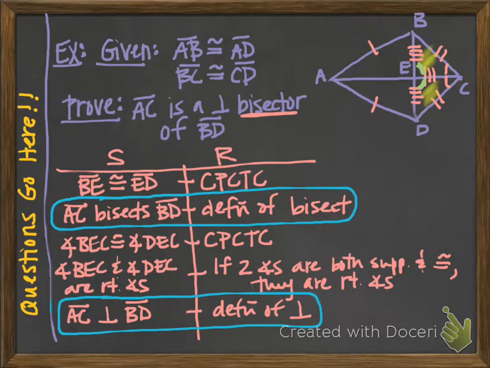So that was a pretty long proof, but if you take it piece by piece and think through it, how do I connect the givens to the proof statements, you will get there.